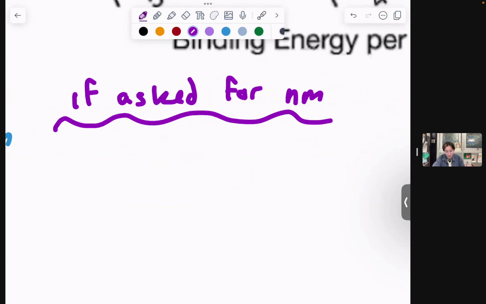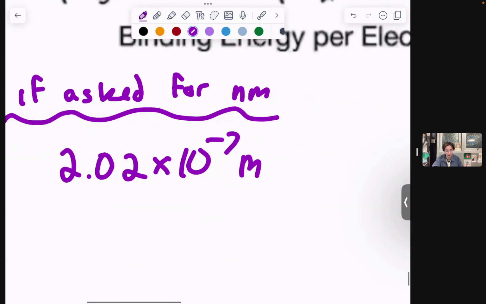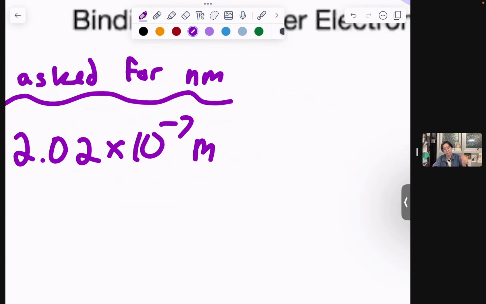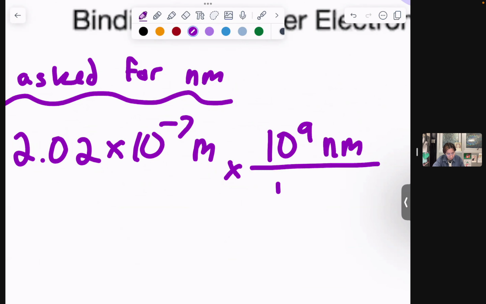But let me show you this. If you were asked for nanometers, you would just use that conversion factor. I like dimensional analysis, so that's what I'm going to do. I write my answer we already calculated, 2.02 times 10 to the negative 7 meters. And I want to cancel out my meters and change it into nanometers. There are 10 to the 9 nanometers in 1 meter.